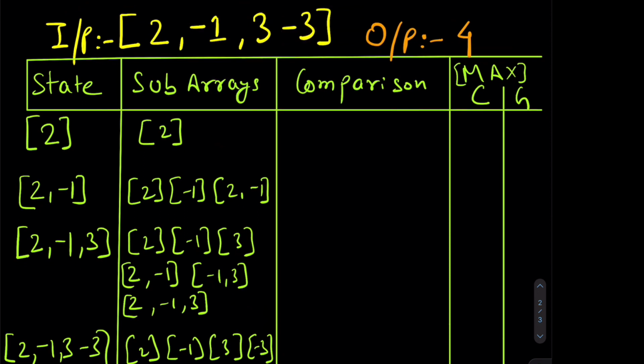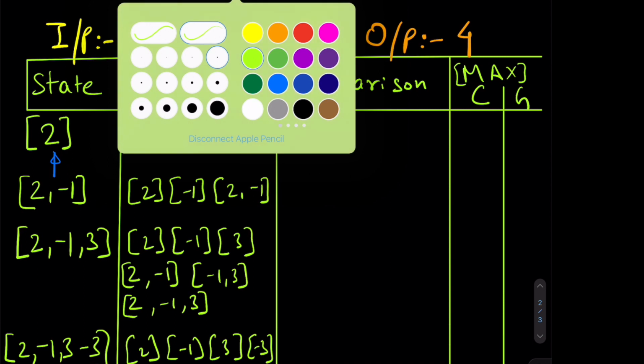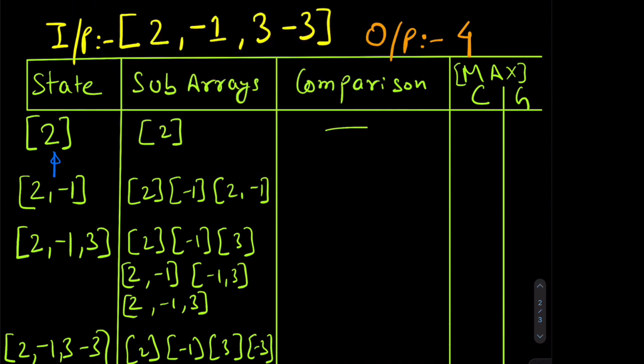So guys, let's start with 2. 2 is the first element of the array, and there's no comparison because we are assuming that 2 is the current max and the global max. We're going to copy the value 2 to C and G, right?